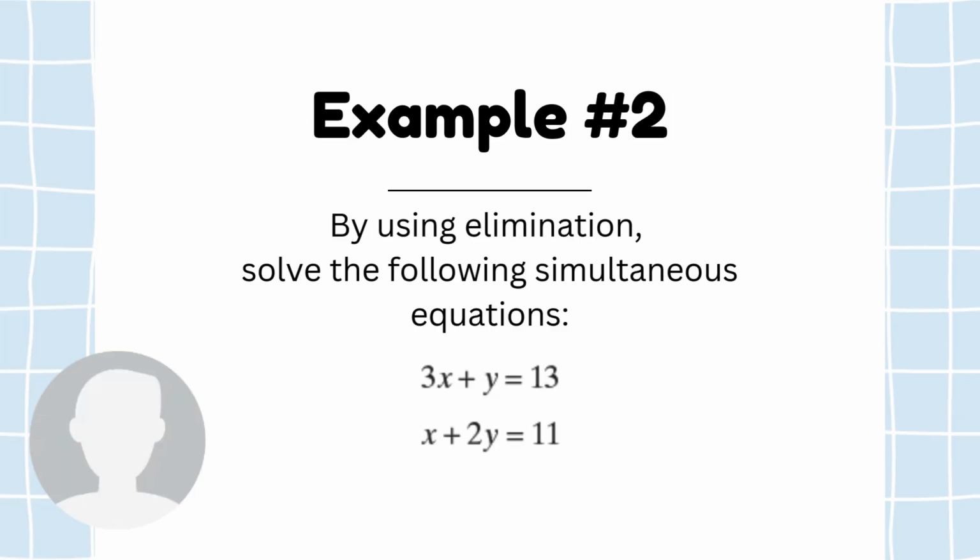As you can see here in example number 2, by using elimination, solve the following simultaneous equations: 3x plus y equals 13, x plus 2y equals 11. If you want to eliminate, let's say, x, you see that the coefficient of x in both equations are not the same. Similarly, if you want to eliminate y, both of the coefficients are not the same. So what we need to do is modify something.